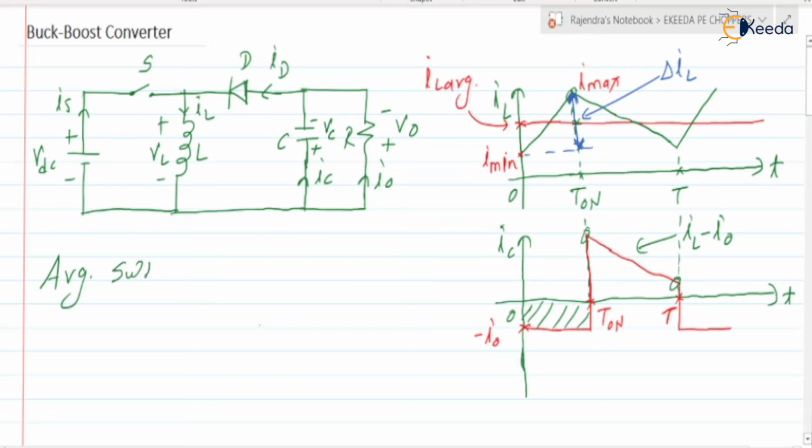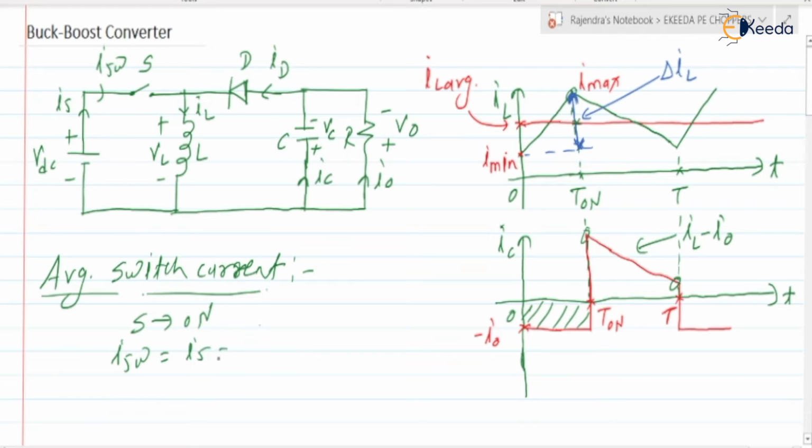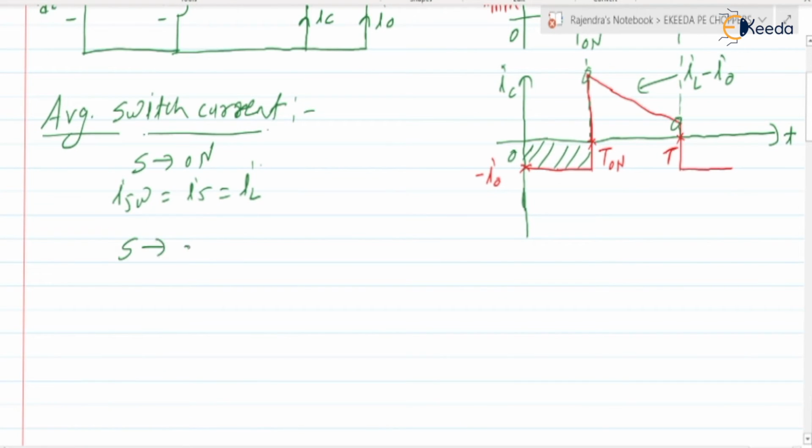Average switch current. Let us consider the switch current as ISW. When the switch is in the on state, ISW will be the same as IS, which is equal to IL. Next, when the switch is in the off state, what is the switch current? ISW is 0, the same as the source current, equal to 0 ampere.